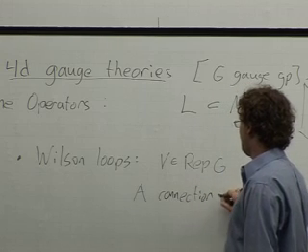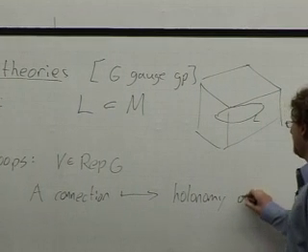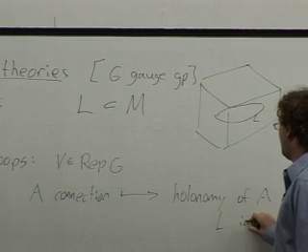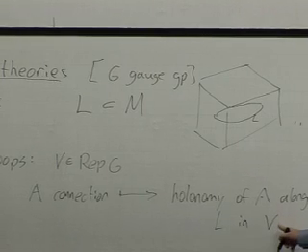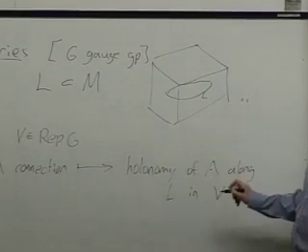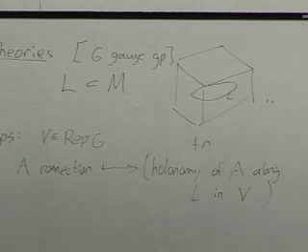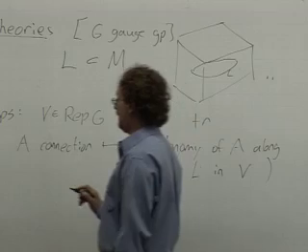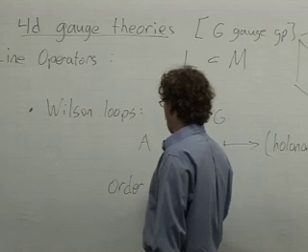We can assign to it the holonomy of the connection A along L in the representation V. So we take the associated vector bundle in representation V, take the holonomy, and take its trace. So this is something we can calculate classically for a connection, every time you give me a loop and you give me a representation. And this gives me an operator in the quantum field theory, which is a kind of operator known as an order operator.